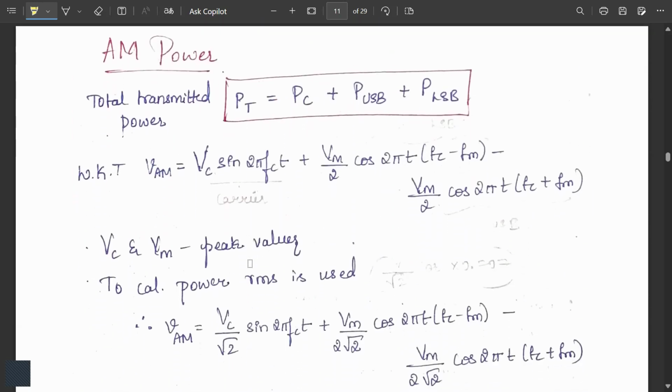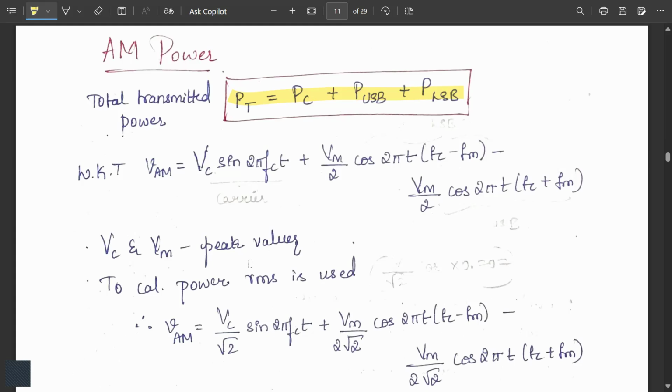Next concept is AM power. This is the derivation I said they will be asking. The total power transmitted is equal to what? PC plus PUSB plus PLSB: power in the carrier, power in the upper sideband, and power in the lower sideband. The sum of all this is called the total transmitted power.